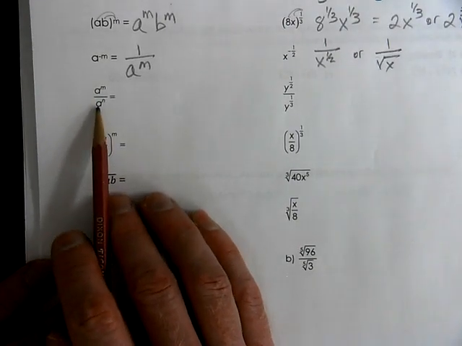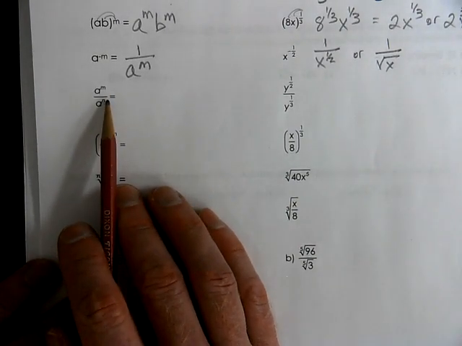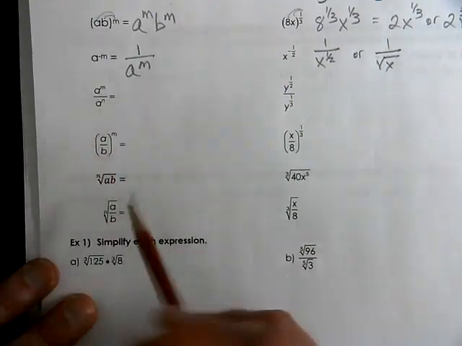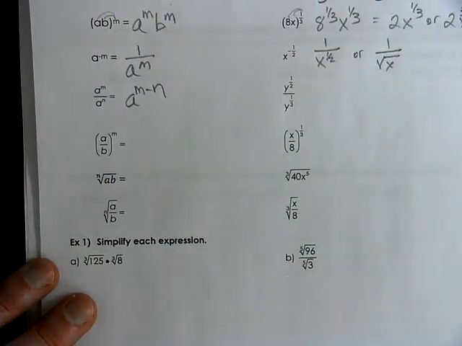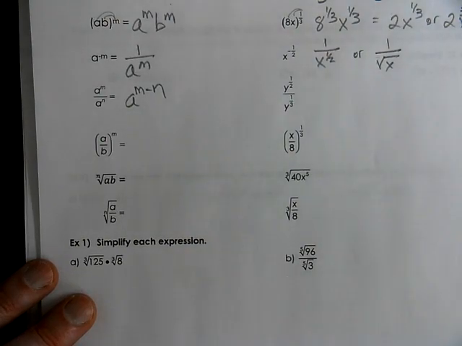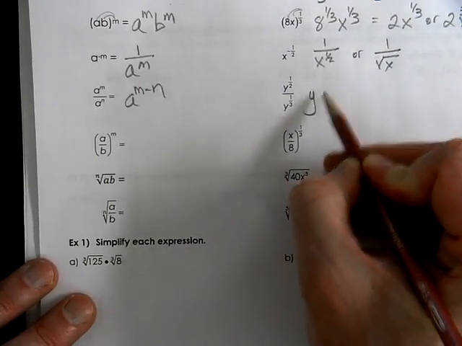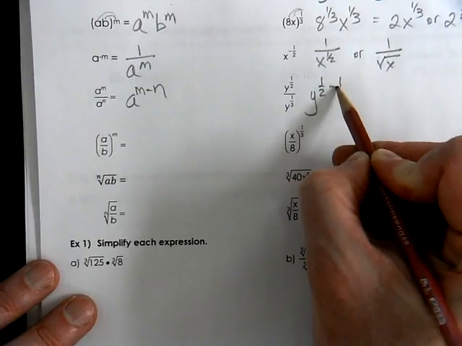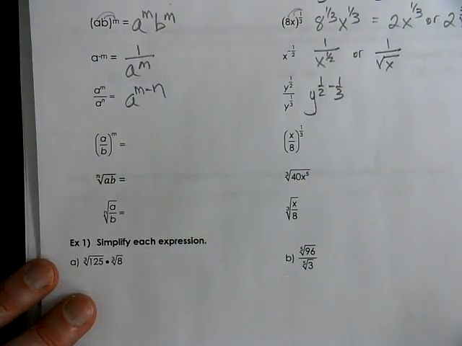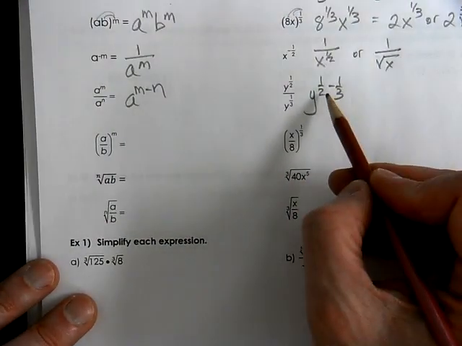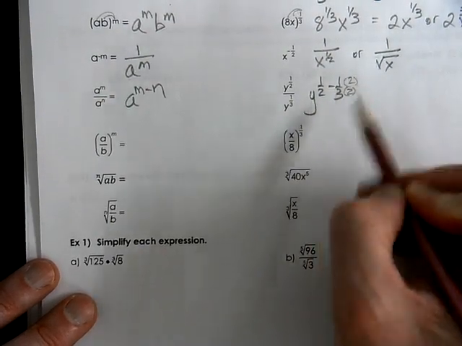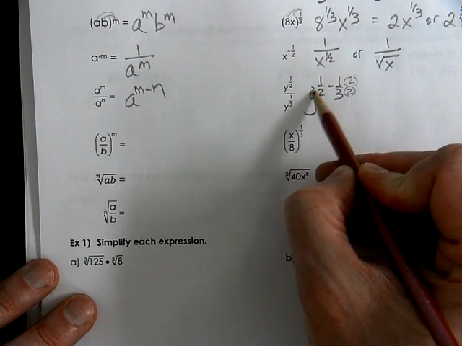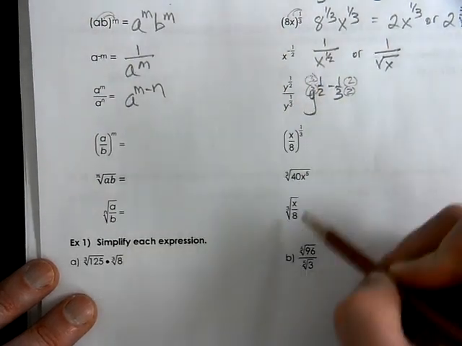Here we have the same base, but we're dividing. And when we're dividing, we're going to subtract the exponents. So that's going to be y to the 1/2 minus 1/3. So to get our denominators the same, I'm going to have to multiply this one by 2 to the top and the bottom, and this one by 3 to the top and the bottom.